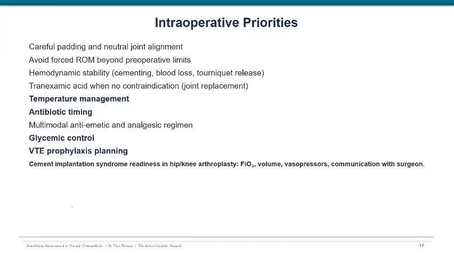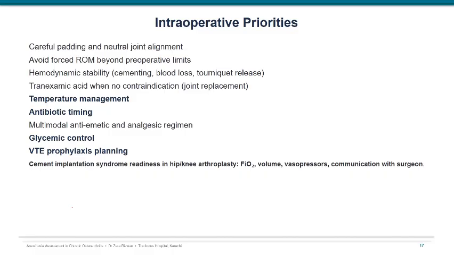Intraoperative priorities are careful padding and neutral joint alignment, and avoiding forced range of motion beyond the perioperative limits. If we have assessed the joint limitation preoperatively, it will be better for us during the intraoperative period to assess and minimize stress on the joints which are already affected. Hemodynamic stability matters: cementing, blood loss, and tourniquet release are usually the periods in which we have hemodynamic instability, and we need to address that if it happens.